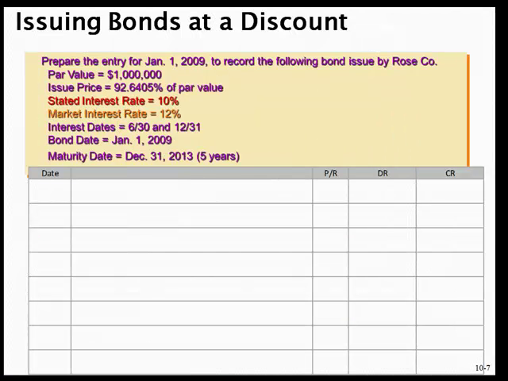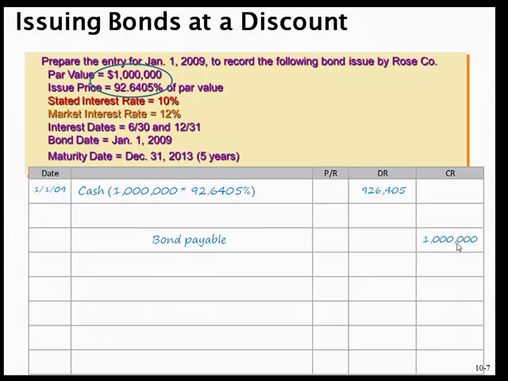If the bond is sold at a discount, remember this is when the market is paying higher than us. So everybody else is paying 12%, we're paying 10%. That means we have to reduce the selling price. So this problem says we're going to sell our bond for 92.6405%. That means we're going to get cash of $1 million times 92.6405%, so we generate $926,405 of cash. But we're still going to pay back the full par amount. So bond payable still stands at $1 million.